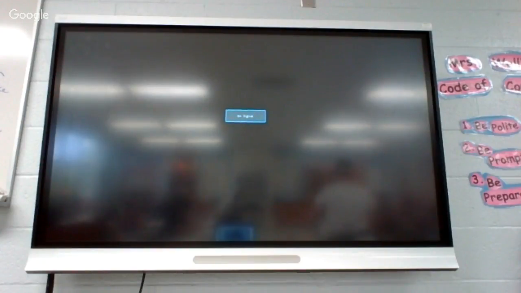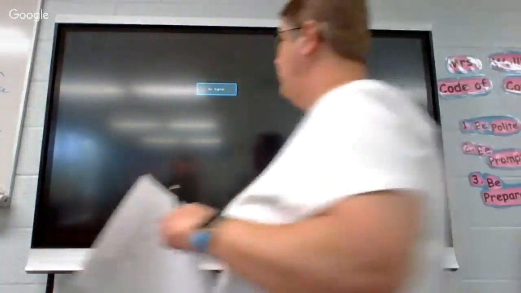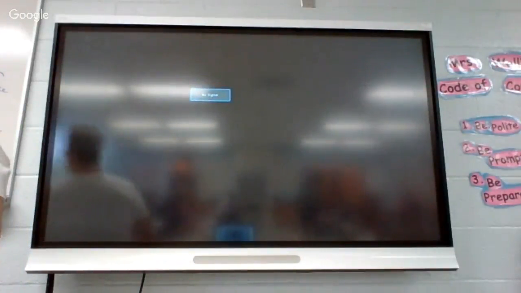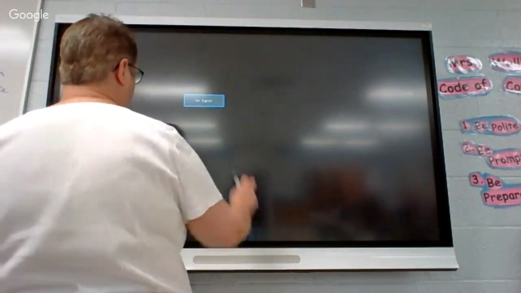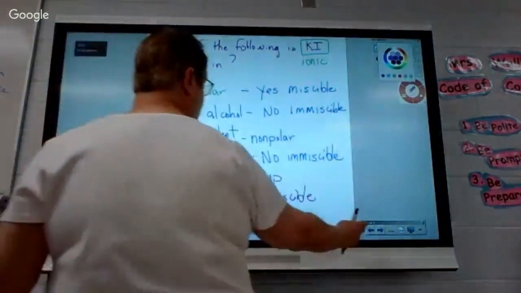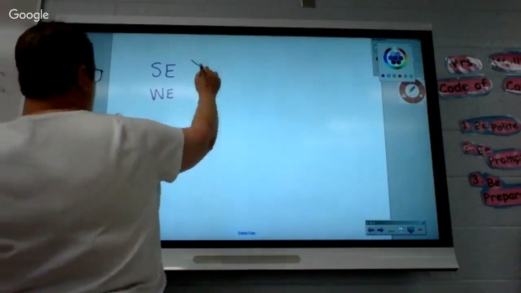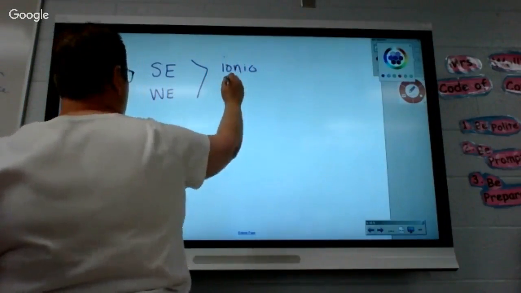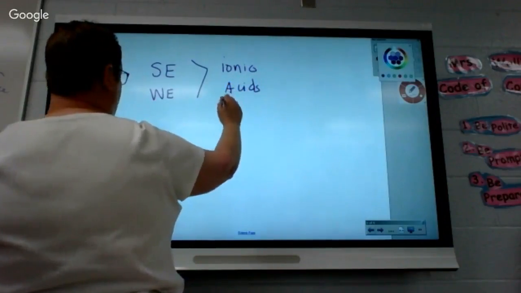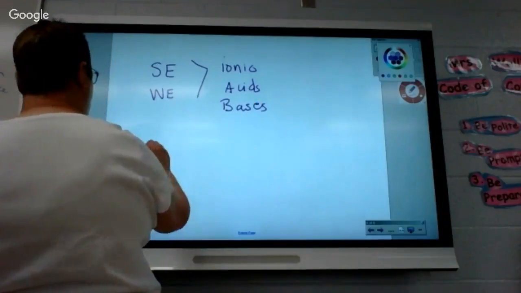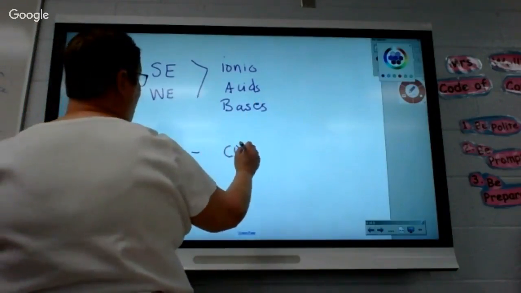Hydrochloric acid is an acid. Acids are electrolytes. Guys, yesterday on the quiz, when we talked about electrolytes, strong and weak electrolytes were ionic compounds, acids, and bases, right? Non-electrolytes were what kind of compounds? Covalent.